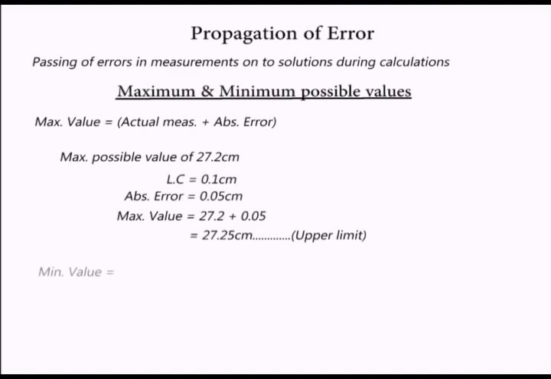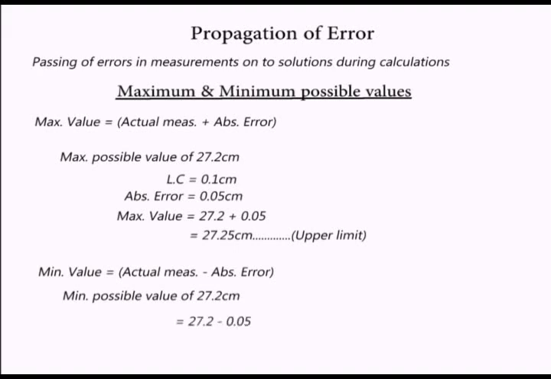To obtain the minimum possible value, we subtract the absolute error from the actual measurement. So for example, the minimum possible value for 27.2 centimeters will be 27.2 minus the absolute error 0.05, which gives us 27.15 centimeters. This is also called the lower limit.